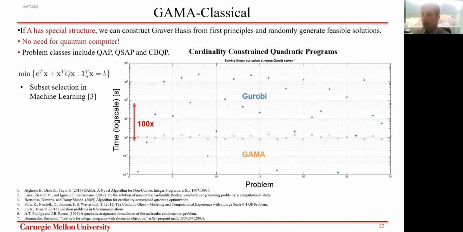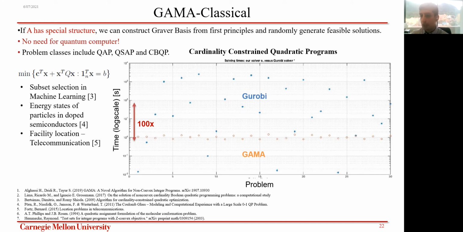We're in the process of rerunning these experiments and getting a paper out of this, but it's extremely interesting that just motivated by these quantum methods, we found this fully classical method with very interesting performance. And the applications of this cover machine learning, chemistry, communications, and portfolio selection.